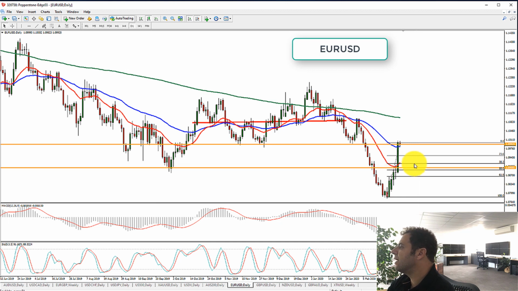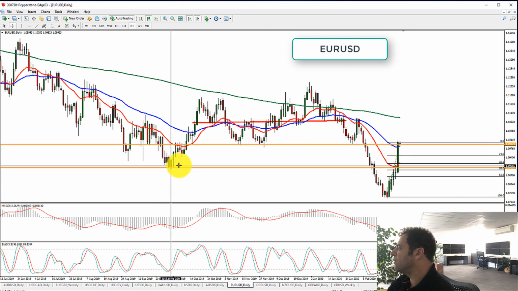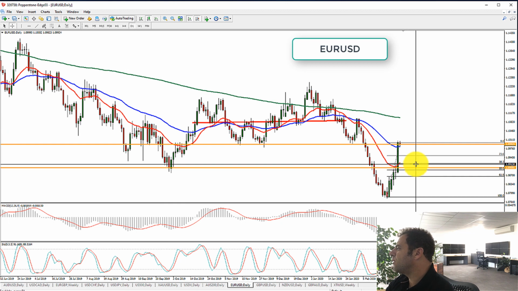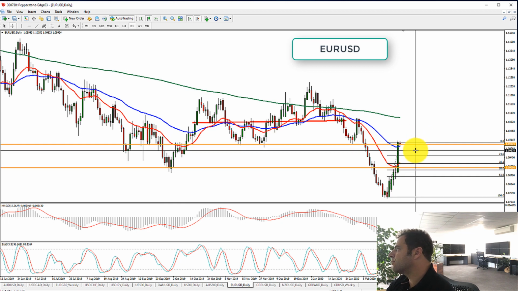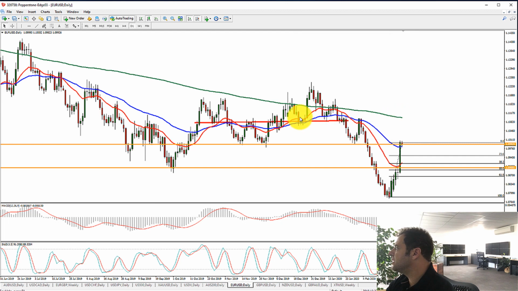That would also coincide with the role reversal zone over here, and that would hopefully find support and potentially push on to new highs to find probably the 200 would be the logical target. Break the 110 and get into the 200 moving average, which is probably going to be the next serious target at around the 111.